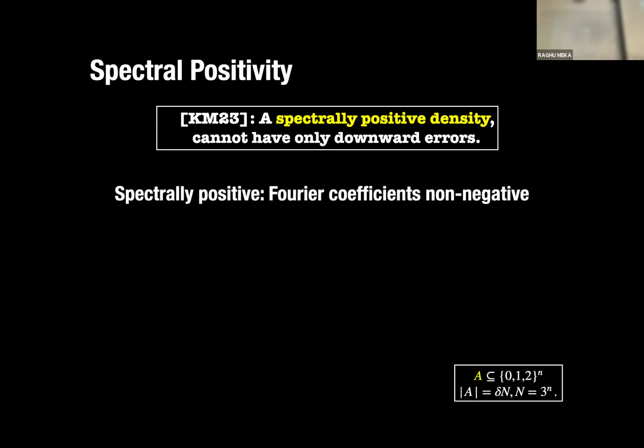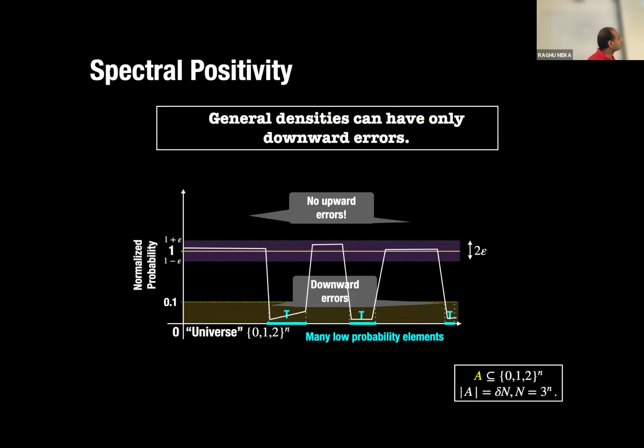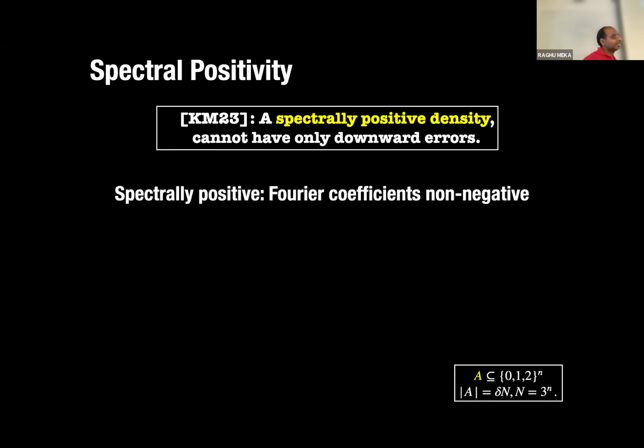And what does it mean for a density to be spectrally positive? You can think of a density as a function in whatever domain you're looking at, and you can look at its Fourier transform. And the density or a function is spectrally positive if all of its Fourier coefficients are non-negative. Okay, and Fourier coefficients usually are not even real numbers. They can be complex numbers. They can be negative numbers. But here we're saying they have to be non-negative real numbers.